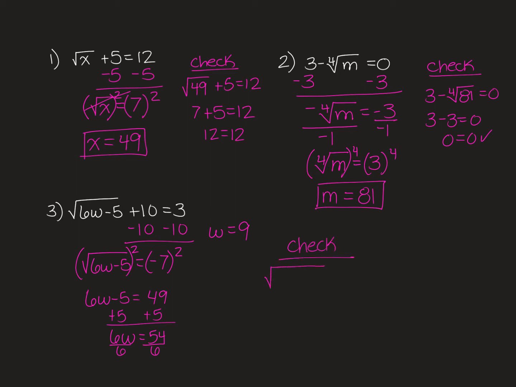So the square root of 6 times 9 minus 5 plus 10, does that equal 3? So 6 times 9 is 54, minus 5 is 49, plus 10. So the square root of 49 is 7. 7 plus 10 is 17. That is not going to equal 3. So this is an extraneous solution.